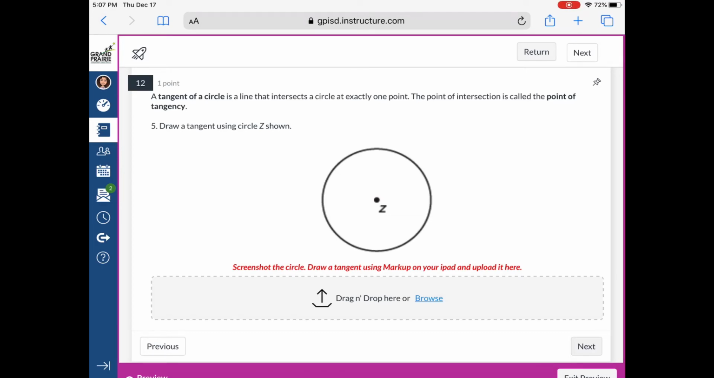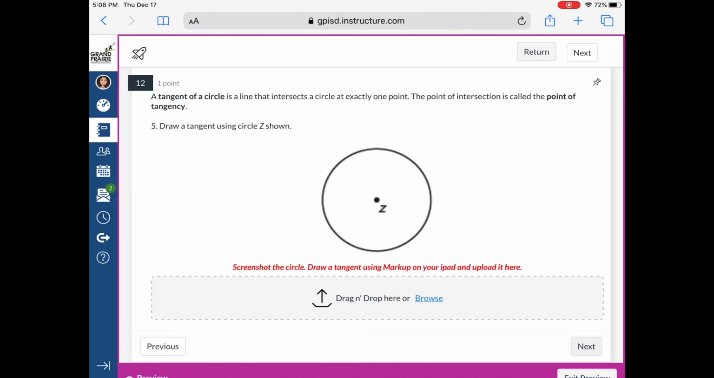If you've ever thrown a rock on a river and bounced it on the river, skipping rocks, it just goes right on the surface and keeps bouncing off. Same thing with the tangent. It just touches the surface and keeps going right along forward. That point where it brushes the circle and keeps going is called the point of tangency.